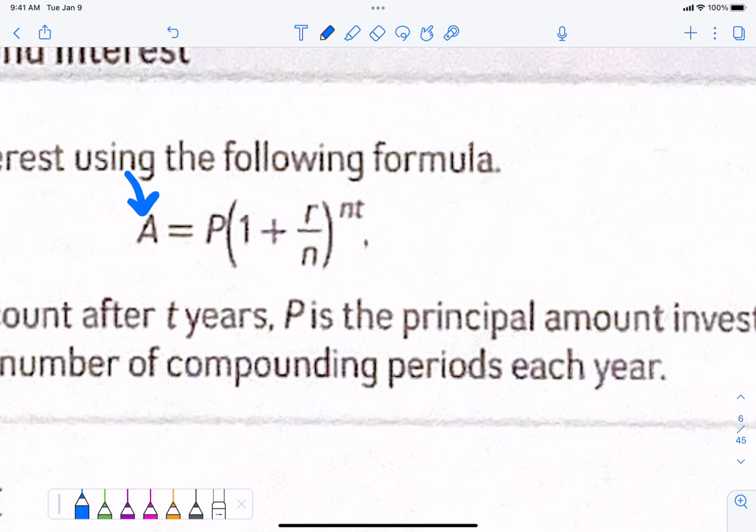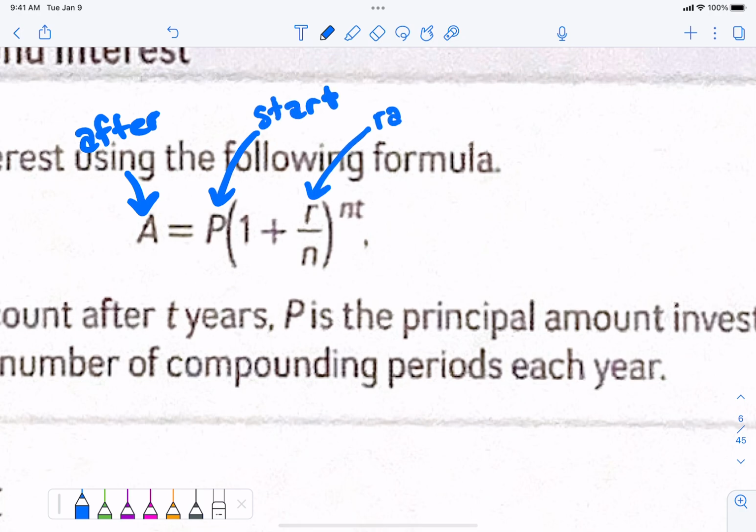A, write this in here, is the after amount. We've talked about that. P is the starting amount. We talked about what R is. That is your rate, so your interest rate, or how fast it's multiplying. T stands for time, but then we have another variable in there called N that we're not used to seeing. If you have money in a savings account in the bank, do you guys all have savings accounts? Your money is compounding exactly using this formula. And N is the number of times that it compounds per year.